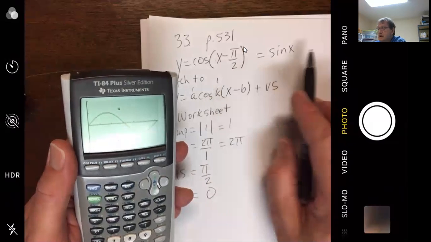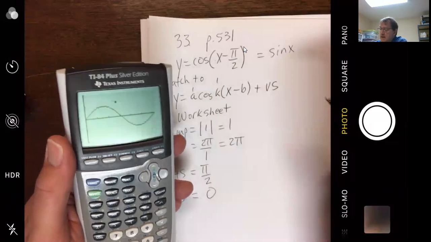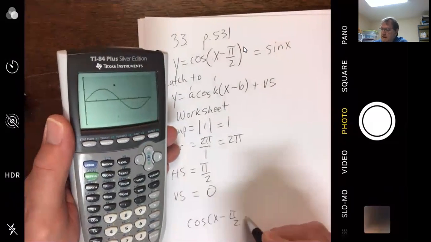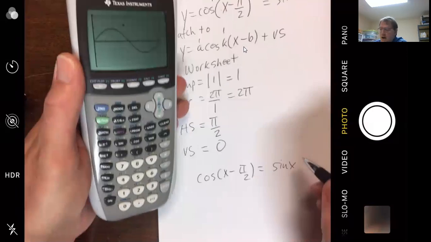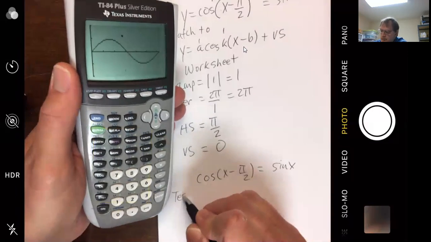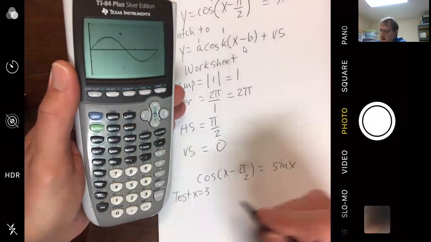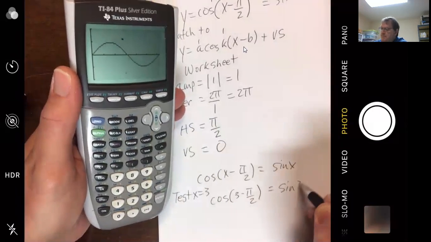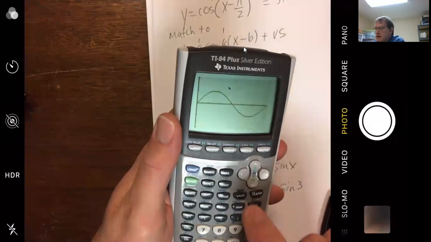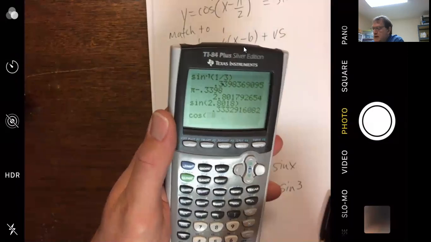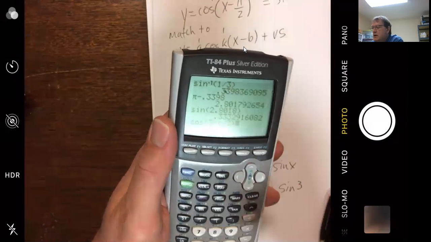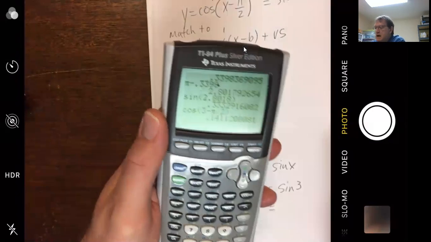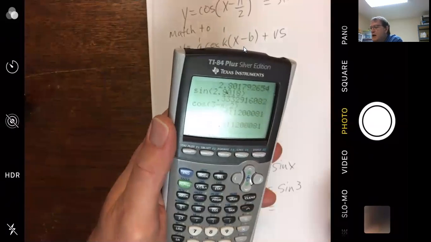And then this is straight sine. Just to show that cosine of an x minus pi over 2 is identical to a sine of x. You know, test x equals 3. So a cosine of 3 minus pi over 2, and on the other side, a sine of 3. If we don't get the same number out, I'll quit on the spot. 3 minus pi divided by 2, 0.1411. And on the other side, a sine of 3, and you get the same thing.